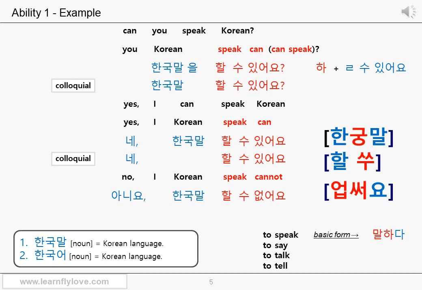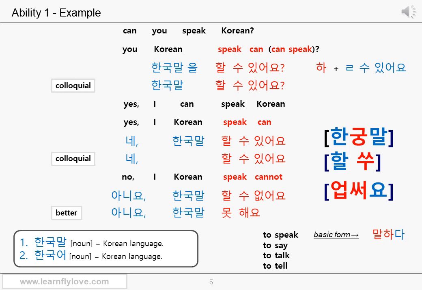아니요, 한국말 할 수 없어요. This is a correct sentence, but as we said, we recommend the negative adverb 못, which is used to mean that you don't have an ability to do something. 못 is also used when you cannot do something while you want to do something. So, no, 아니요, Korean, 한국말, cannot, 못, speak.